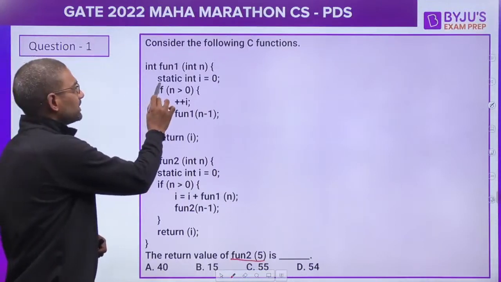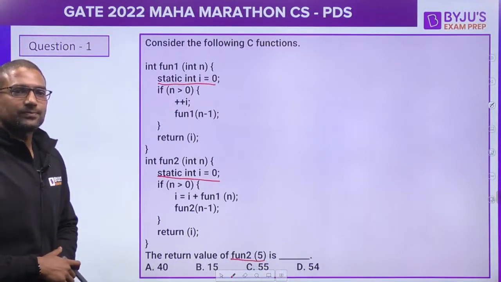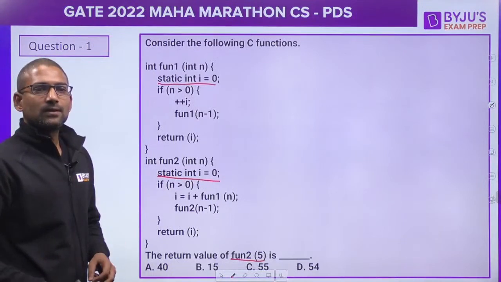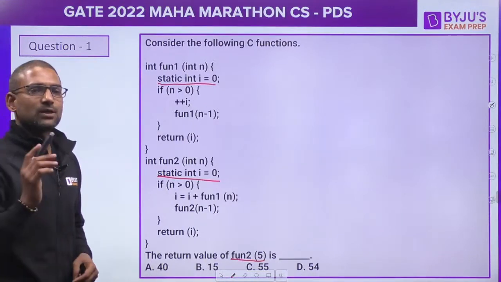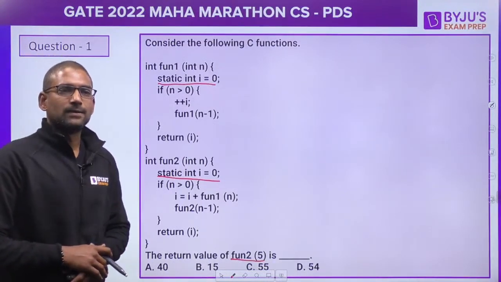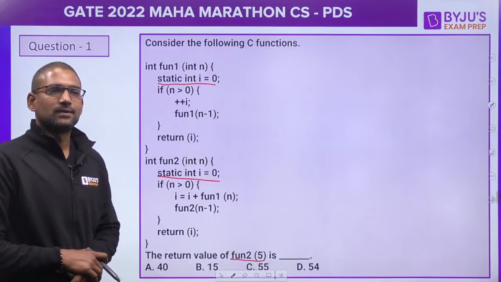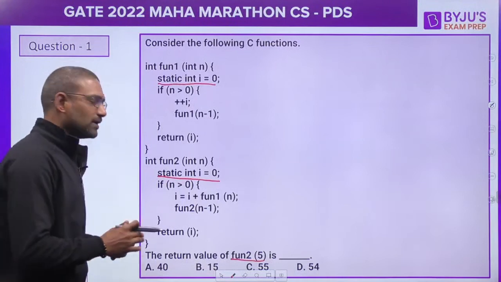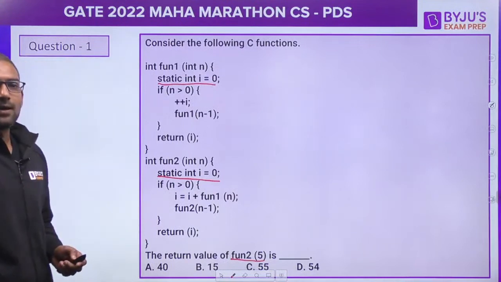We have two functions here, and if you call fun2 of 5, what would be the return value? Please look at the question and give your answer. We have two static variables in fun1 as well as fun2. Kaushalya says 55. Sakshi, Nagendra, Chandan, 55. Please use the question number for giving your answers. So all are with 55. Let us see how it is 55.